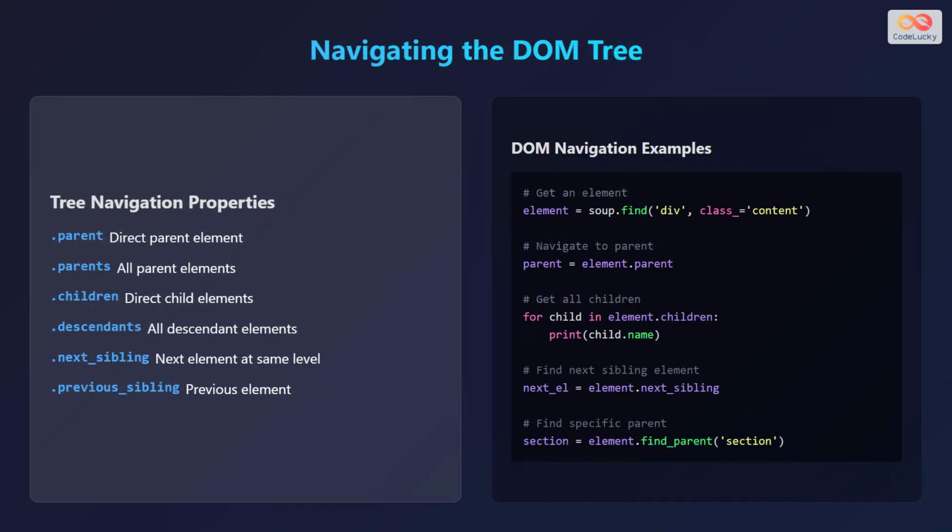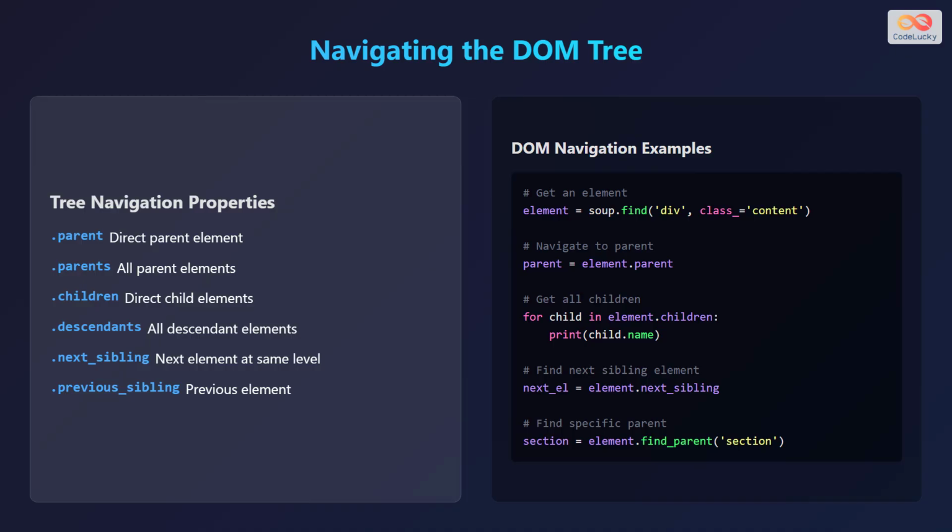Let's explore how to navigate the DOM tree using BeautifulSoup. The .parent property returns the direct parent element of a selected element. The .parents property gives you access to all parent elements in the tree. The .children property allows you to iterate over the direct child elements of a tag. The .descendants property gives you all the descendant elements. The .next_sibling property helps you find the next element at the same level in the DOM tree. Similarly, .previous_sibling allows you to retrieve the previous element at the same level.